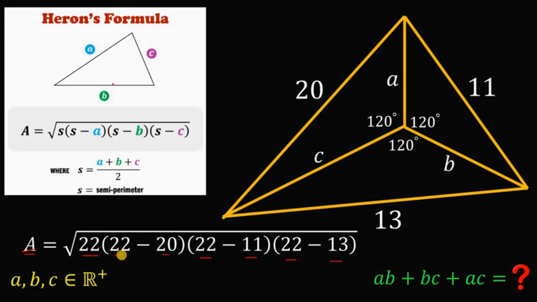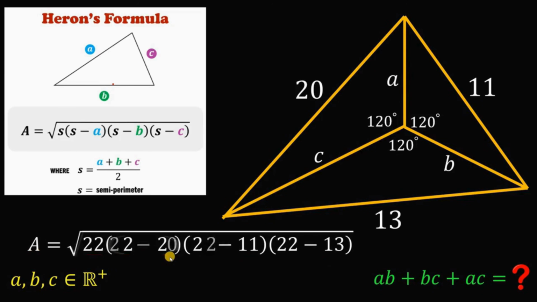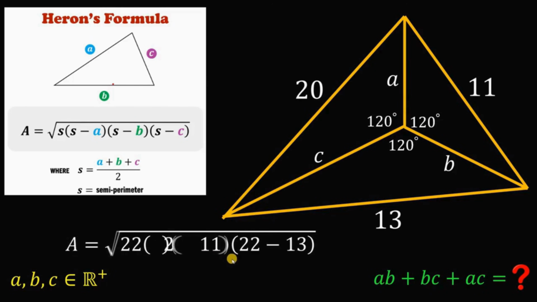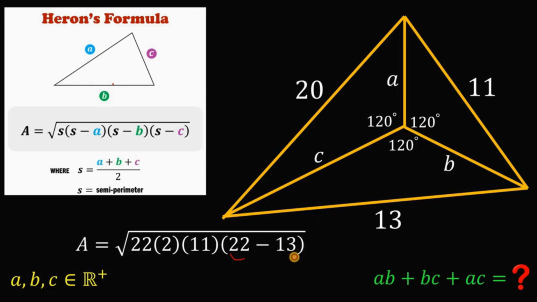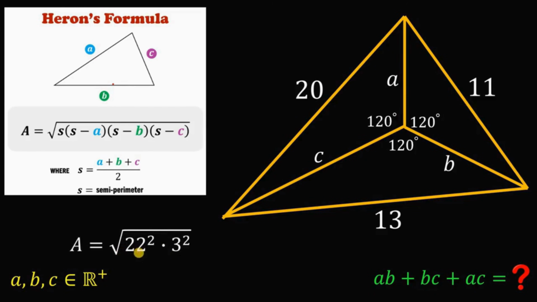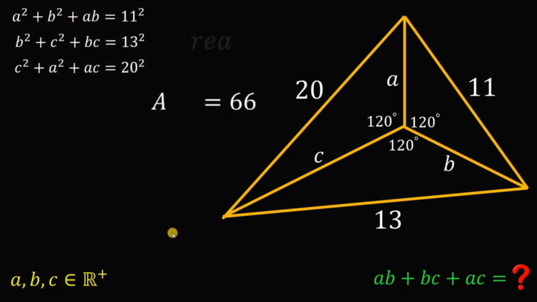Now let's solve for the area of this triangle. 22 minus 20 is just 2. 22 minus 11 is just 11. 22 minus 13 is just 9. Alright, next, notice that 2 times 11 is 22 also. So 22 times 22 is just 22 squared. And this 9, take note, is 3 squared. The square root of 22 squared times 3 squared is simply equal to 22 times 3, and 22 times 3 will give us 66. And that is the area of this triangle.